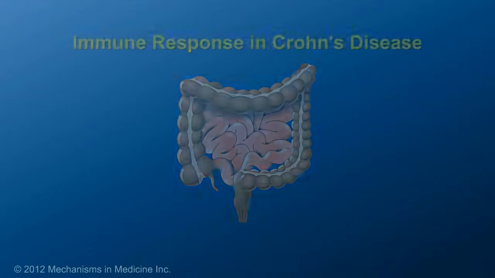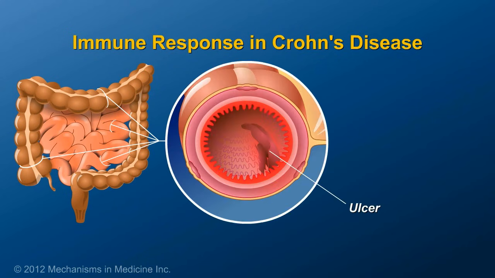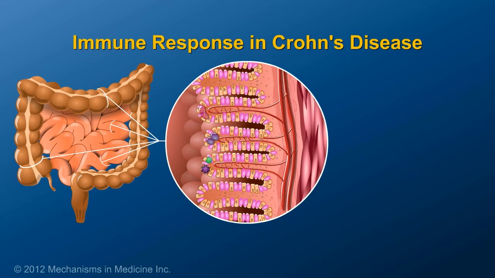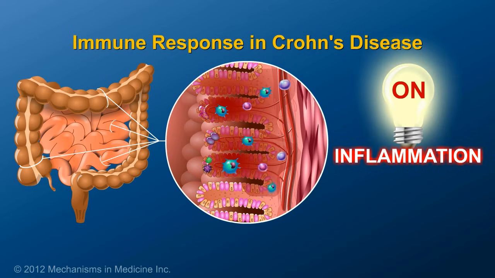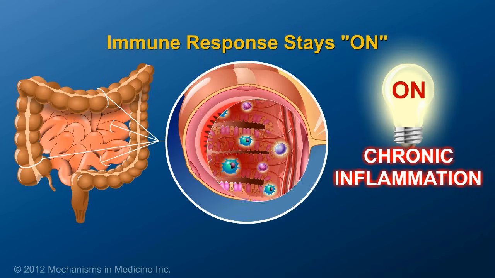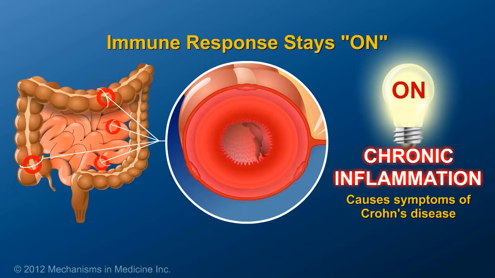In Crohn's disease, inflammation, ulcers, appear within the GI tract, and the immune system works to combat the bacteria and viruses in the same way as with a cut on the surface of the skin. However, the difference is that the immune system is not able to turn itself off after it has gotten rid of the bacteria or virus, so the ulcers remain until they are treated with medicine or surgery. This chronic inflammation is what causes the symptoms of Crohn's disease.